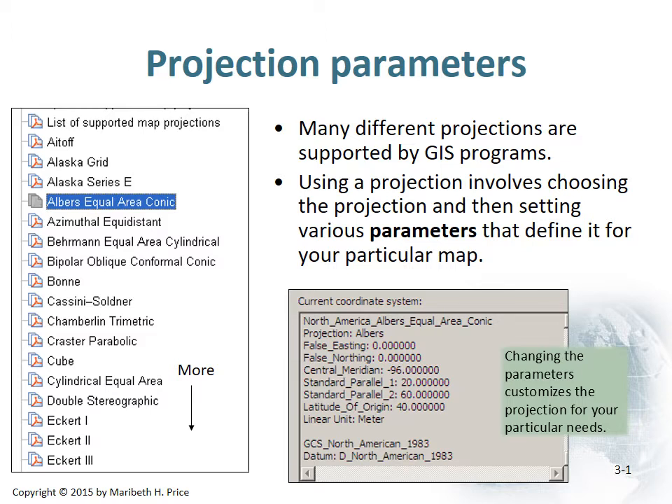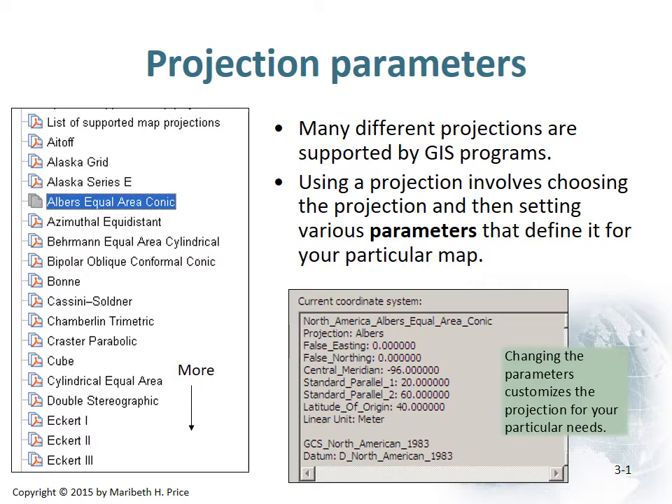As I note here in the little green box, you can change the parameters to customize a projection. It's fairly easy to do in ArcMap. So if we were to open that up properly, we could change the central meridian, we could change the standard parallels. For example, this is a map projection that's really good for showing North America. Well, what if we wanted to change it so we would focus in on a particular state in the United States, or a particular province in Canada, or a state in Mexico?